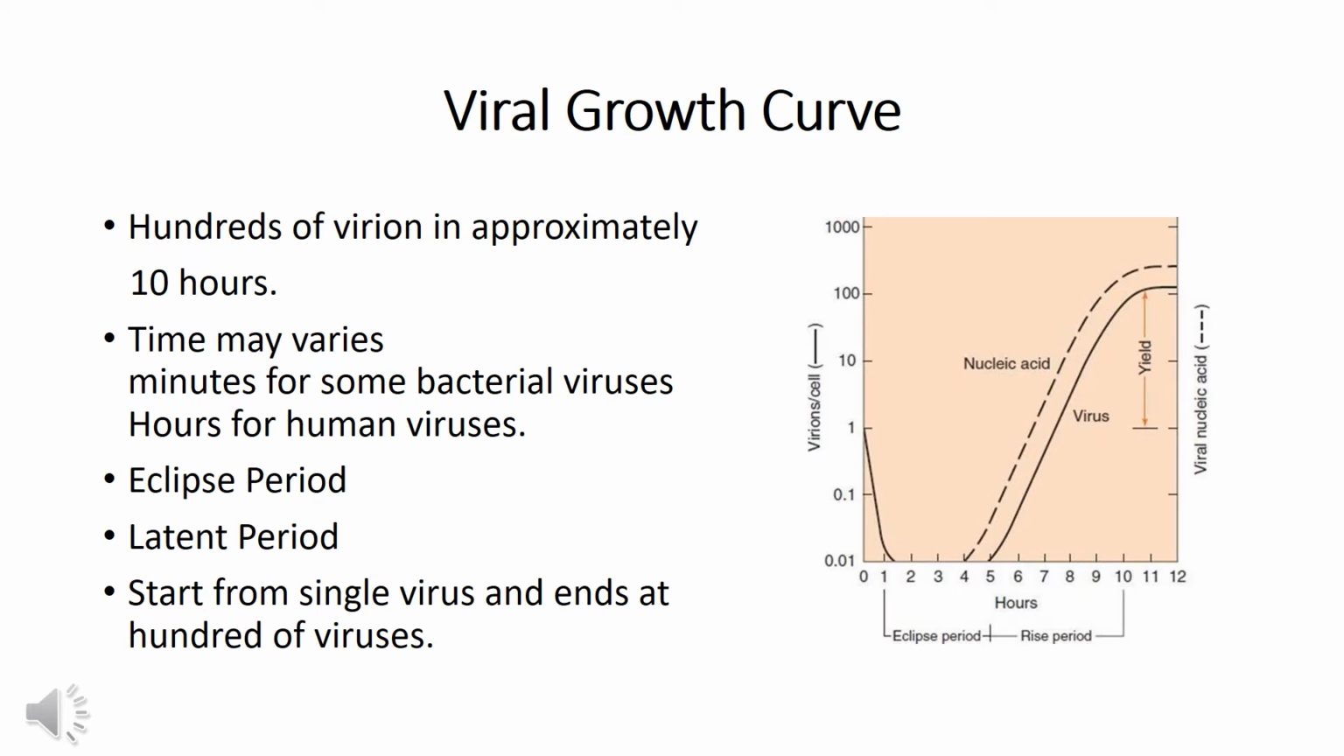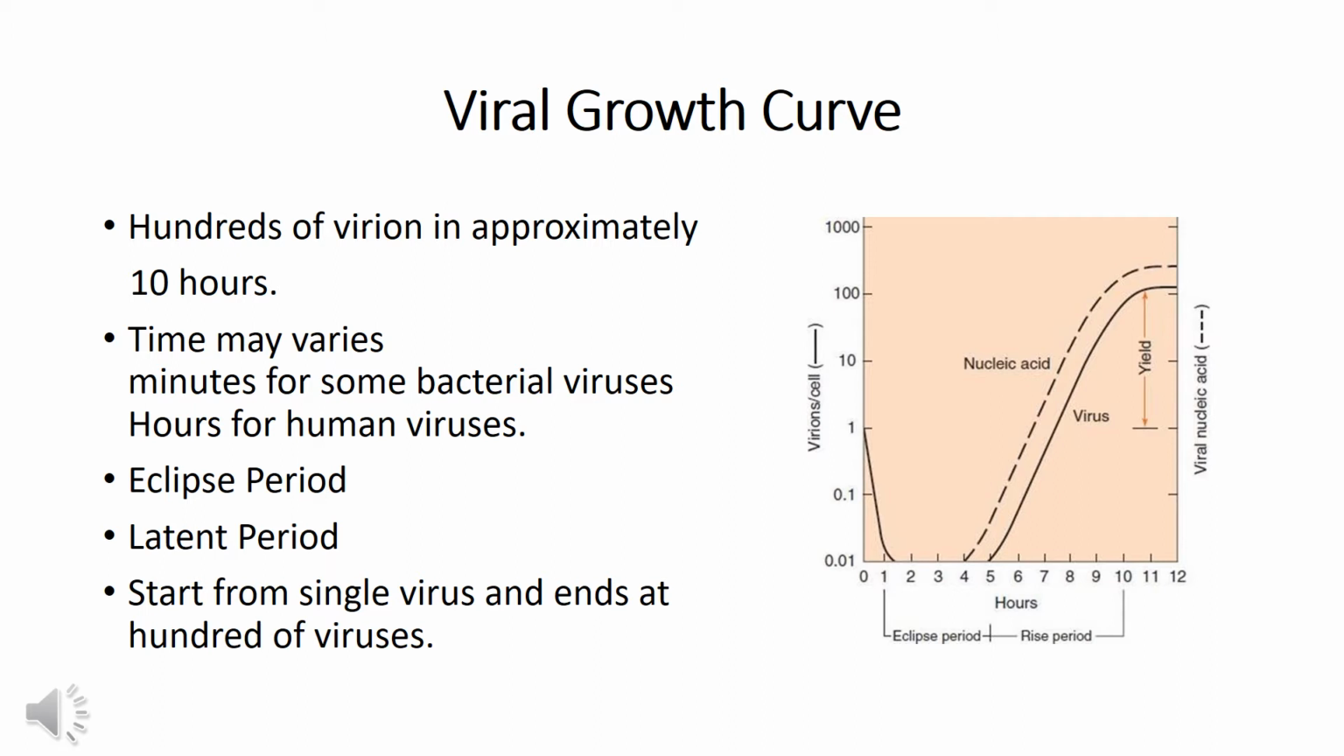Usually, it is observed that a common virus is able to multiply into hundreds of virions, on average in about 10 hours, especially in animals. So human viruses or animal viruses can take many hours to replicate into hundreds of virions, and on the other hand, some important plant viruses or bacterial viruses undergo replication within a few minutes.